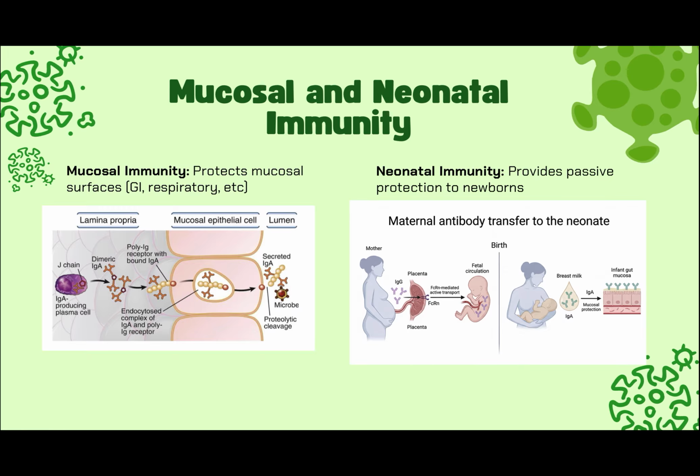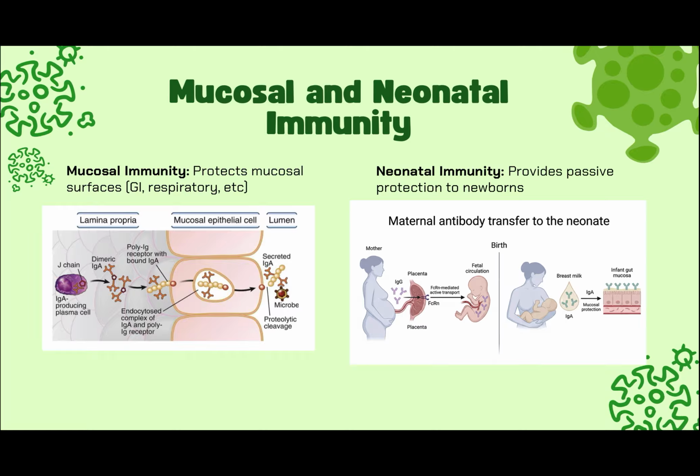Mucosal and neonatal immunity. Mucosal immunity protects mucosal surfaces such as the GI and respiratory tracts, and it functions mainly to neutralize pathogens and mucus and prevent microbial attachment to epithelial cells. As can be seen here, the Ig producing plasma cell produces dimeric IgA, and the poly Ig receptor binds to that IgA, and it leads to an endocytosed complex of IgA and poly Ig, and then it is secreted. And neonatal immunity provides passive protection to newborns.